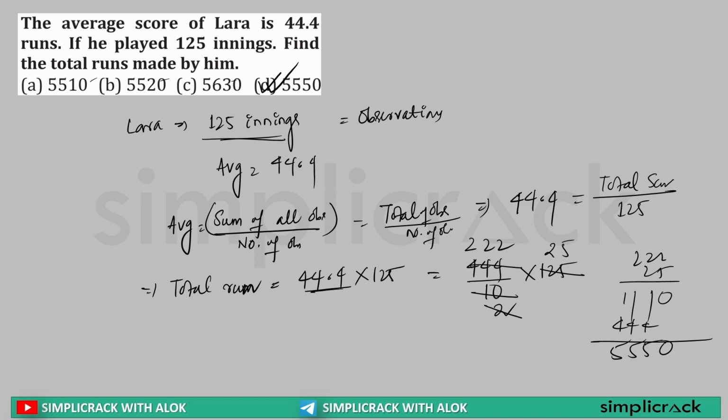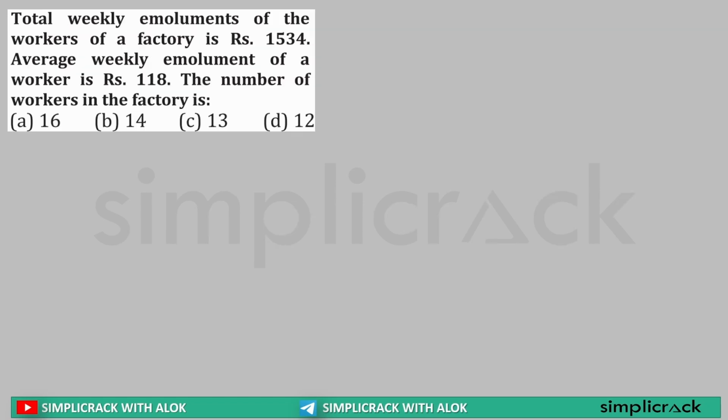Clear? So this is how you should be doing the calculation. You need to understand the language here. Average score is given. Total number of innings, that is total number of observations, has been given. Clear? Next. Sir, total weekly emoluments, that means salary, of workers of a factory is 1534. What it is saying? Sir, total salary, first part, 1534. Sir, average weekly emolument, so average salary, emolument means salary, is equal to 118. It is asked the number of workers in the factory.